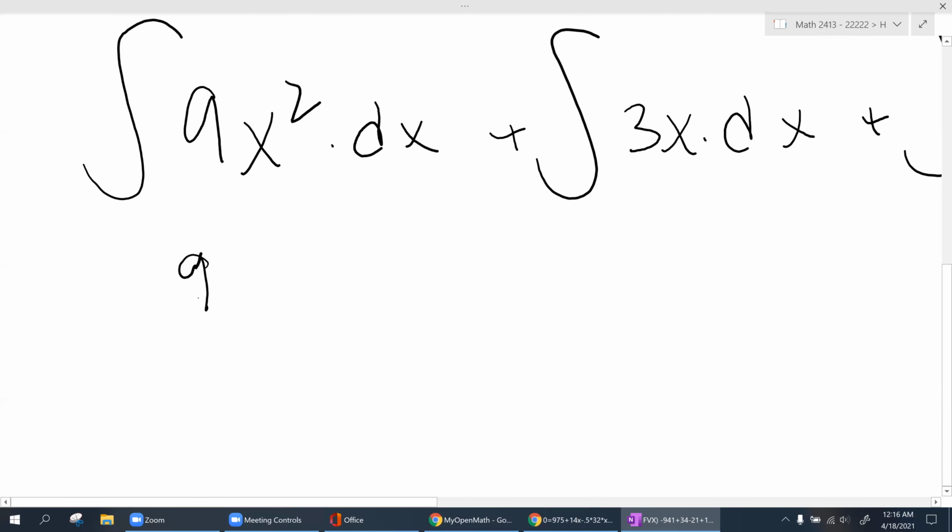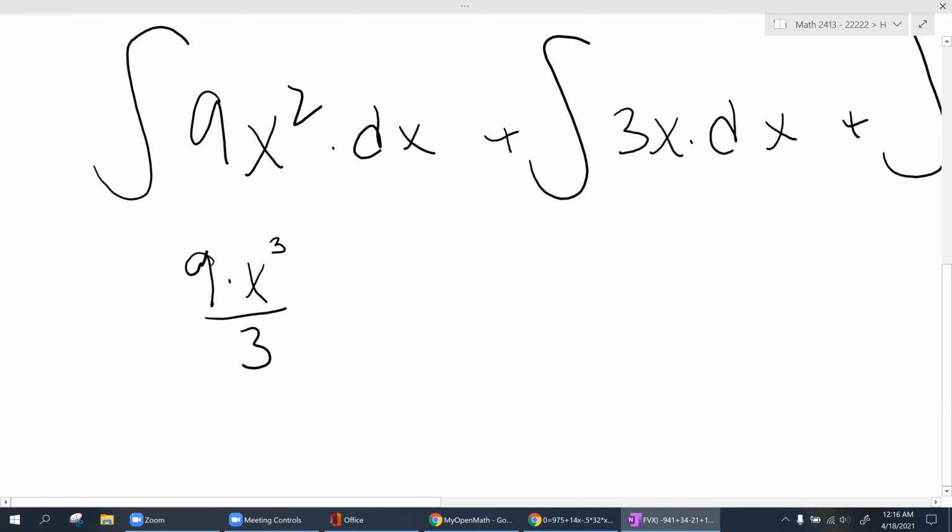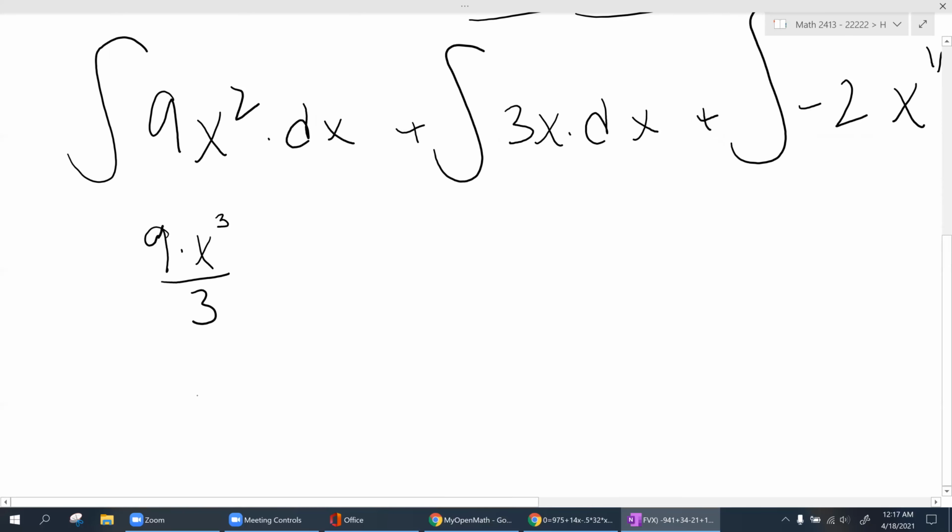The point of the game is, you add 1 to the top, so it now becomes a 3, and you're going to divide it by the new value. That is my integral, and I can simplify this, meaning this is going to be 3x cubed. I don't need to write a plus c for each one, I just need to write it once, at the very end. So this here is my integral for that one.